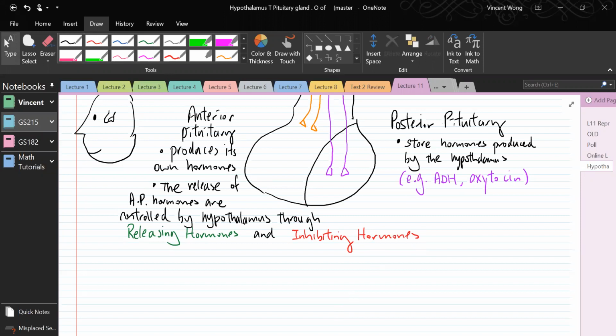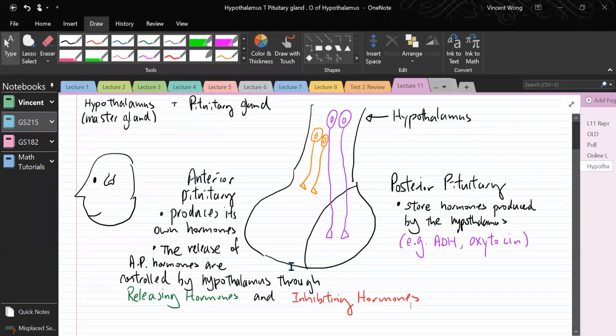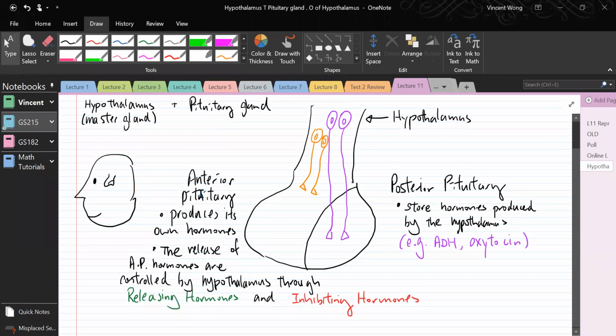So these are kind of like red light, green light kind of stuff that will regulate whether or not the anterior pituitary gland can secrete certain hormones. Releasing hormones are the green lights, which allow the anterior pituitary gland to release the hormone, whereas inhibiting hormone is the red light. It will stop the anterior pituitary gland from releasing its hormone. So the AP has many hormones. I'm just going to list some examples. We have follicle stimulating hormone.